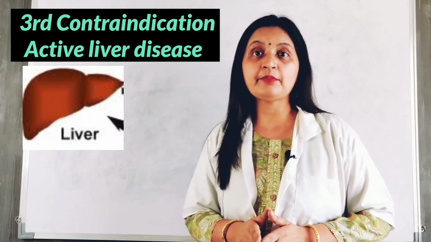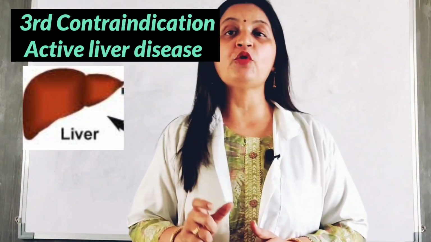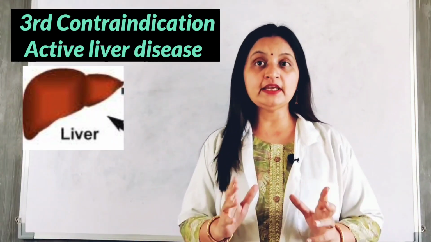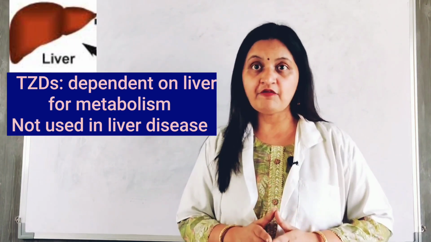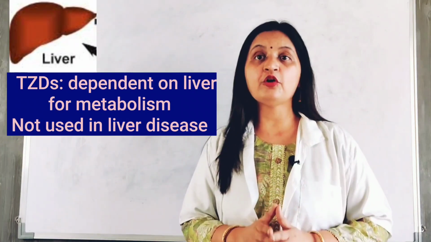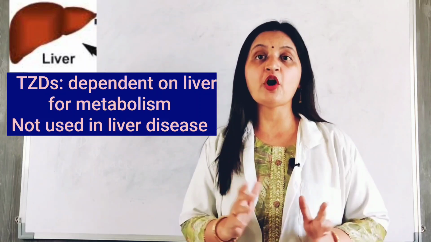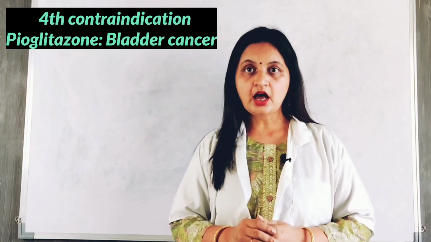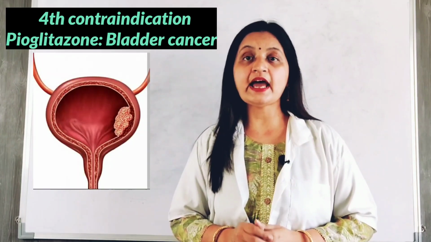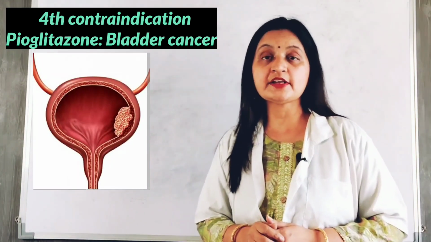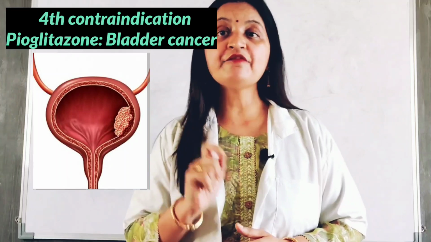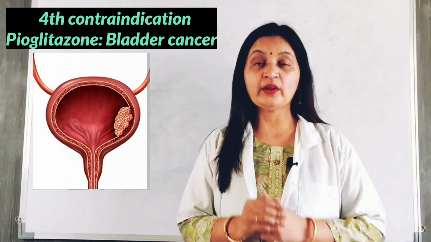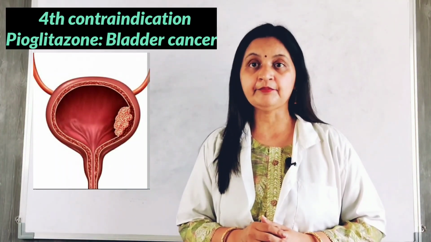Also, these drugs are metabolized through hepatic cytochrome P450 enzymes. So, these drugs are dependent on the liver for metabolism, and therefore these drugs are avoided in a patient with liver disease. Lastly, several studies have revealed that pioglitazone increases the risk of bladder cancer. Therefore, these drugs are avoided in a patient with history of bladder cancer.